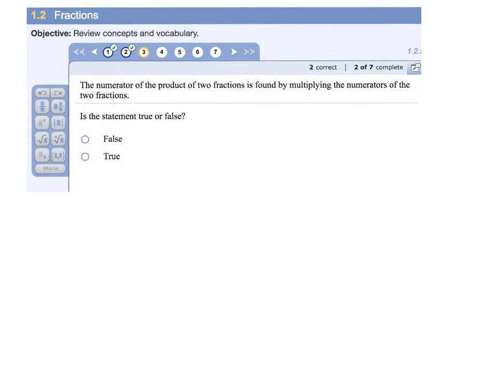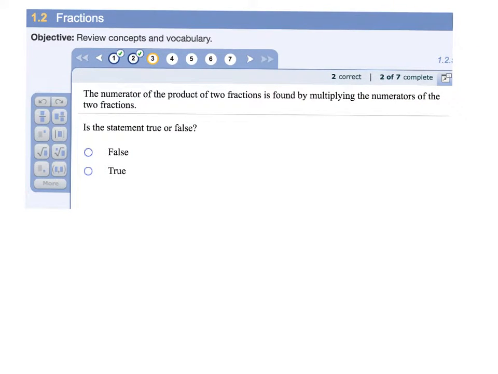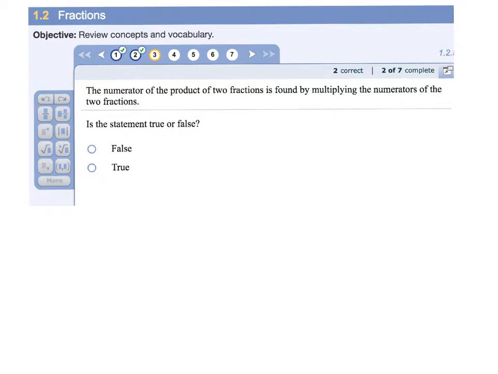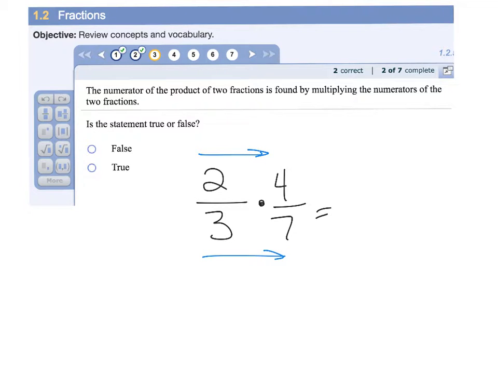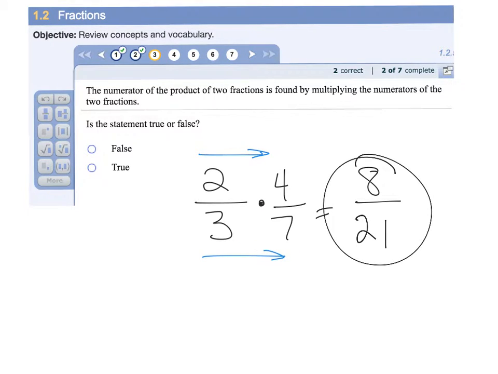And then the numerator of the product of 2 fractions is found by multiplying the numerators of the 2 fractions. Is this statement true or false? And basically what they're saying is, if you have a fraction and a fraction, how do you multiply that fraction? And the idea is you go straight across and you just multiply. So 2 times 4, that's 8. And 3 times 7 is 21. And that is how you multiply. So the numerator, the product of 2 fractions, is found by multiplying. And the answer is, in this case, true.